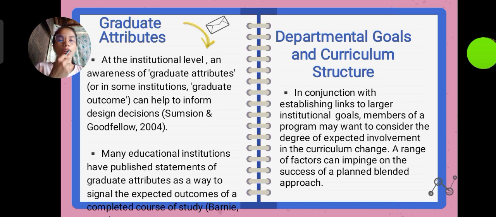So the next area of consideration is the departmental goals and curriculum structure. In conjunction with establishing links to larger institutional goals, members of a program may want to consider the degree of expected involvement in the curriculum change. A range of factors can impinge on the success of a planned blended approach. So this aims to develop a coherent and defensible plan for each integral period of instruction. This answers the question: to what extent does each member of the department need to be involved in the curriculum change?